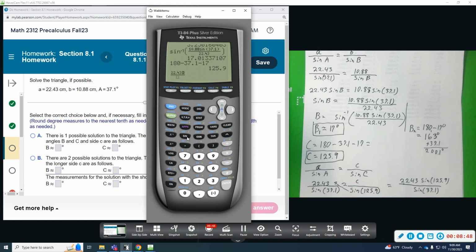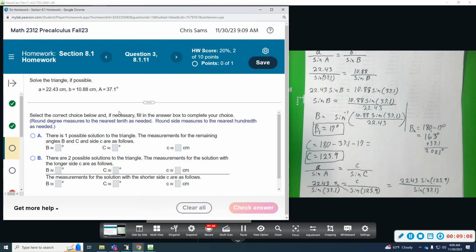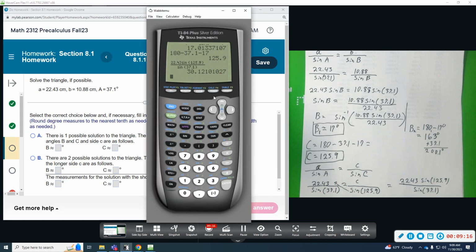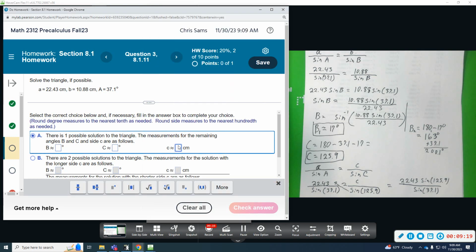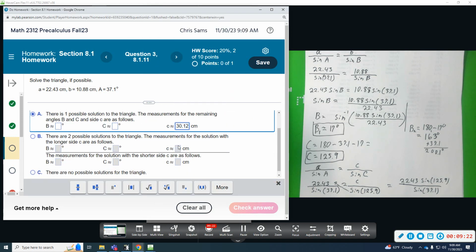22.43 sine of 125.9 over sine of 37.1. And it gives us 30, and we want to round side measures to the nearest hundredth, so 2 decimal places. So 30.12. Angle B was 17, and C 125.9.